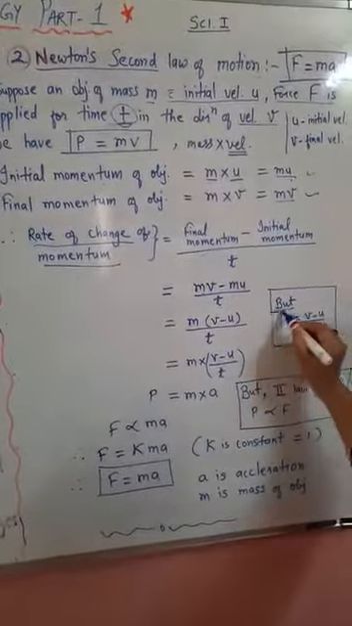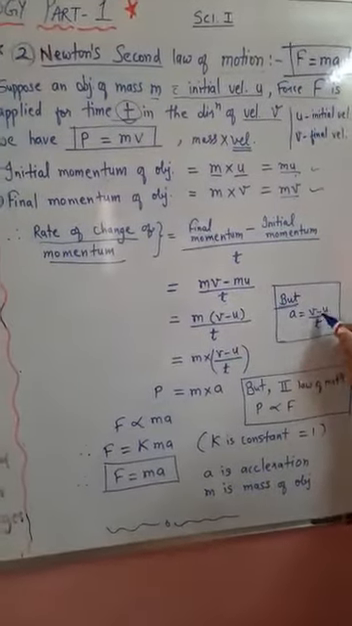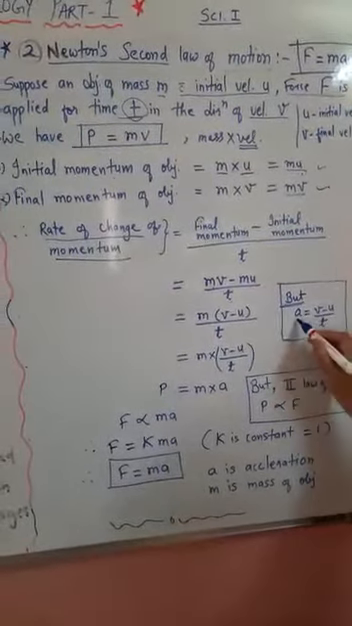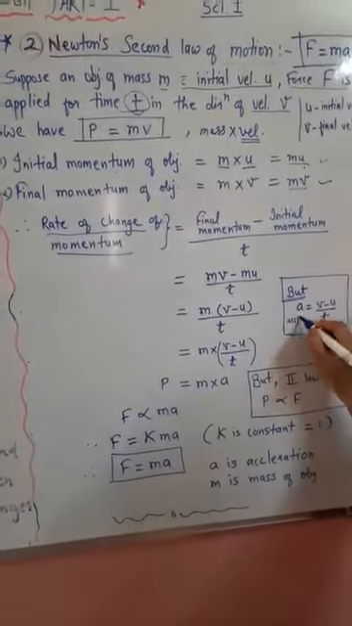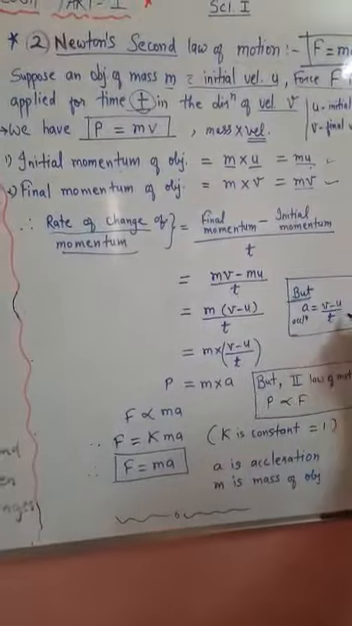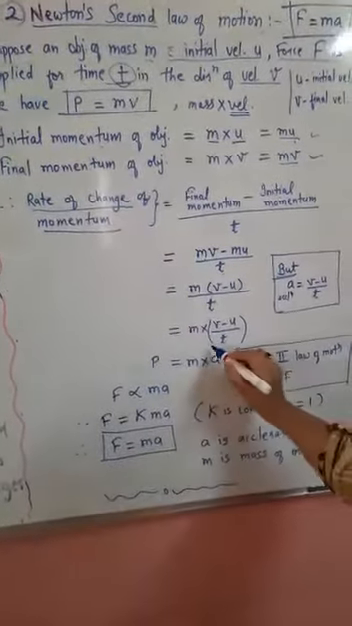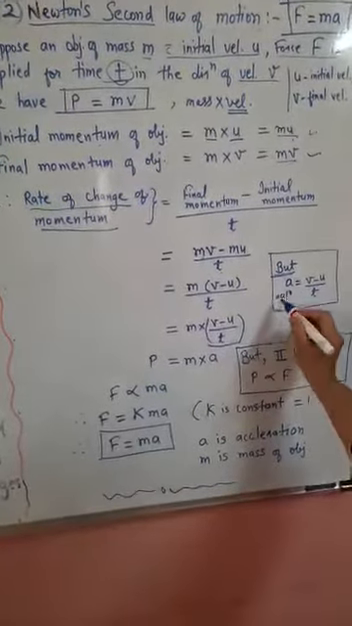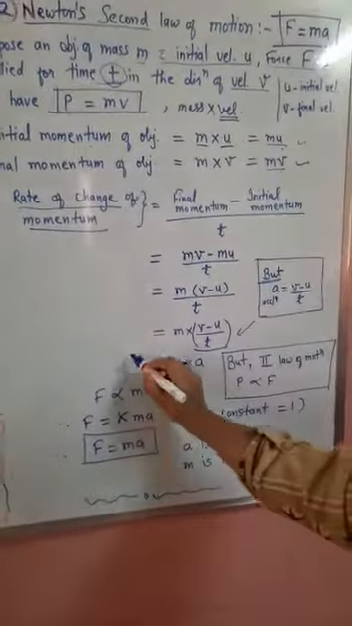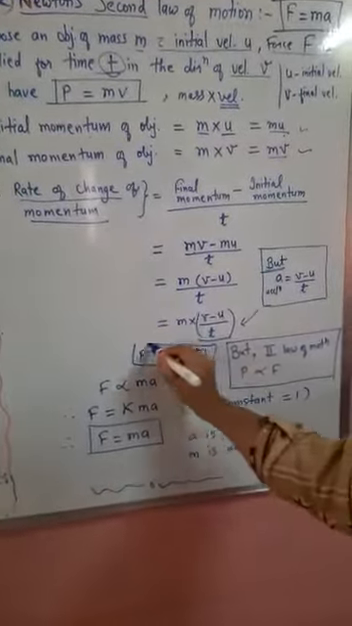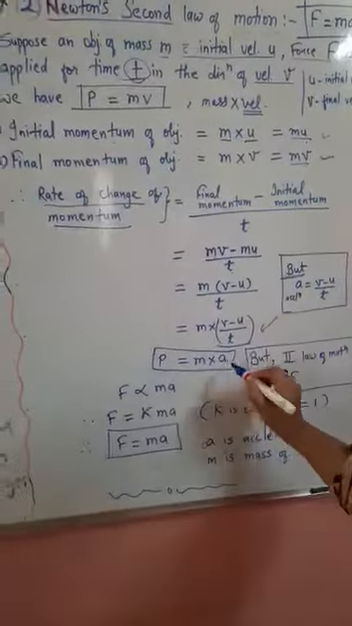But we know that a equals (v minus u) upon t, where a is acceleration. So we can replace this with a. Putting this value here, we get p equal to ma, where instead of (v minus u) upon t we write a.